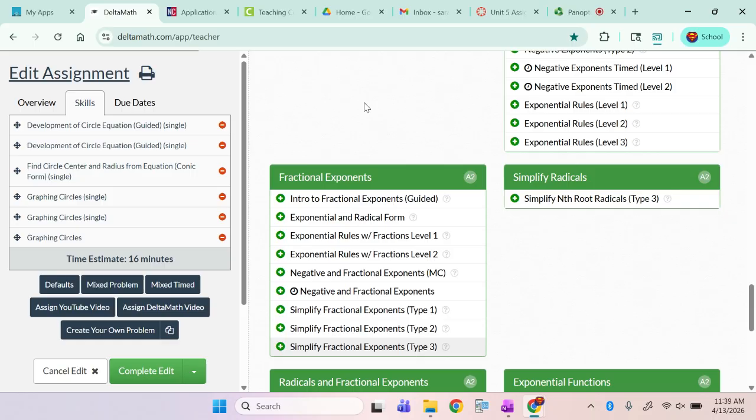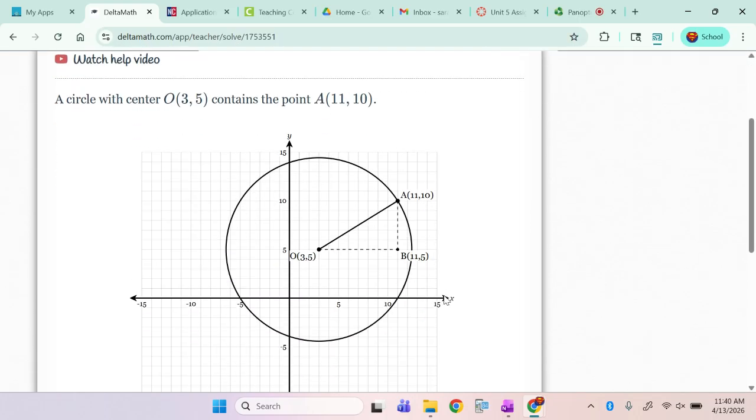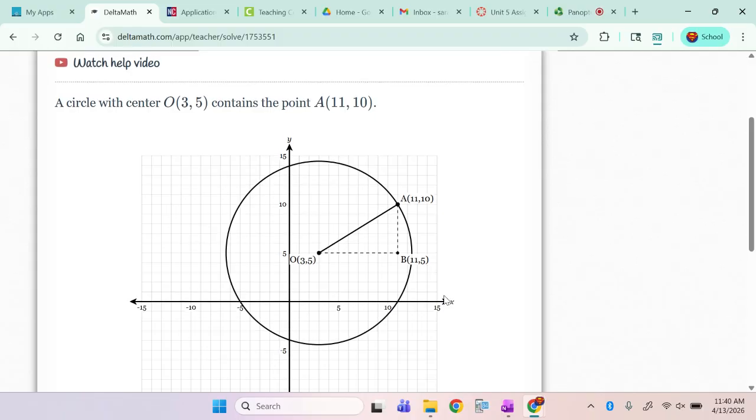Now, we're going to start by deriving the equation of a circle, or how we can find an equation of a circle. So go to the very first problem, Development of a Circle Equation Guided. It should be the very first one. You should see this. It should be the exact same thing as me. Everyone should be on Delta Math, 6.1 intro, very first one.